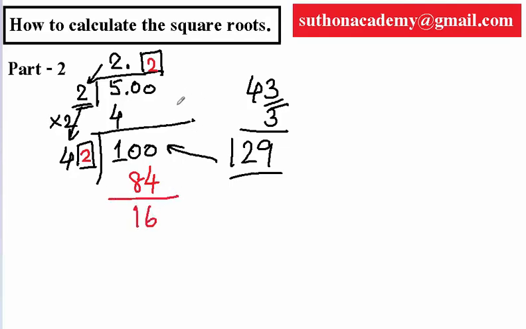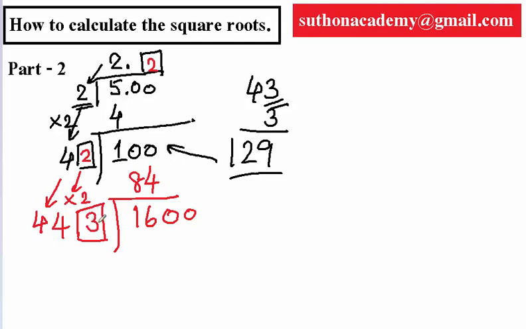So I have 16, and then I bring down the 00 here, and then I write 4 here, and then this digit I multiply by 2 to become 4. 4 times what number? And it's not greater than 1600.